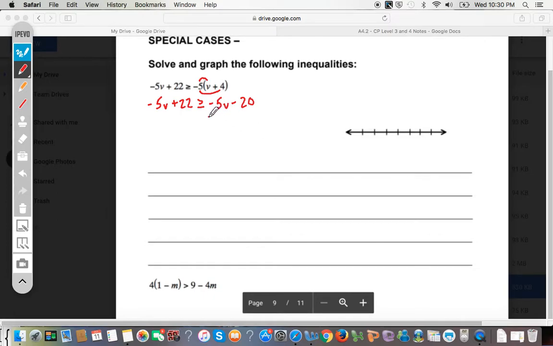Okay, so I'll add 5v to both sides. Okay, so negative 5v plus 5v, that cancels. And I have negative 5v plus 5v on this side, so that cancels. Okay, so I'm left with 22 is greater than or equal to negative 20.